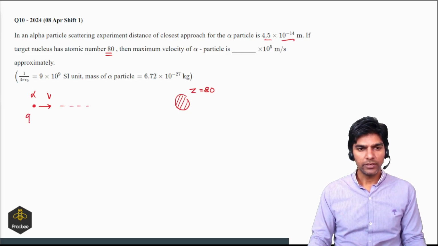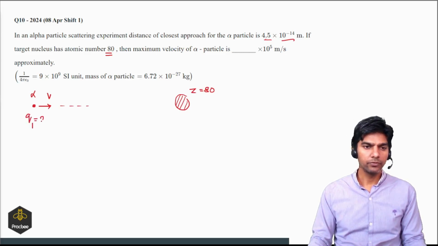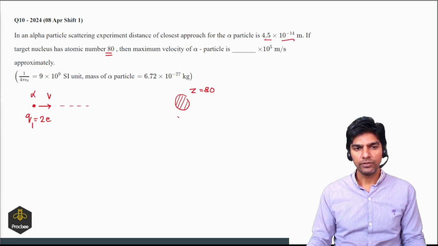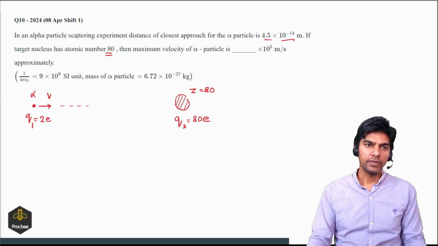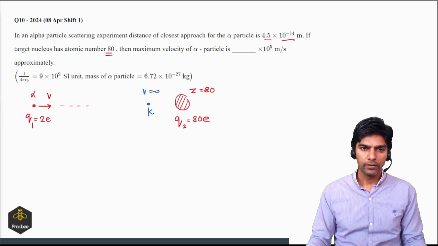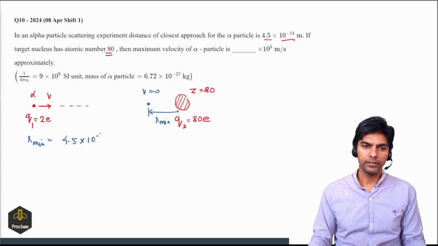So the charge on the alpha particle will be 2 times the charge on the electron, positive charge, and the charge on the nucleus will be 80 times e. When it is at minimum separation from the nucleus, where the velocity becomes 0, the distance is given as R minimum. R min is given to us, and R min is 4.5 into 10 raised to the power minus 14 meter. Q1 and Q2 are given.